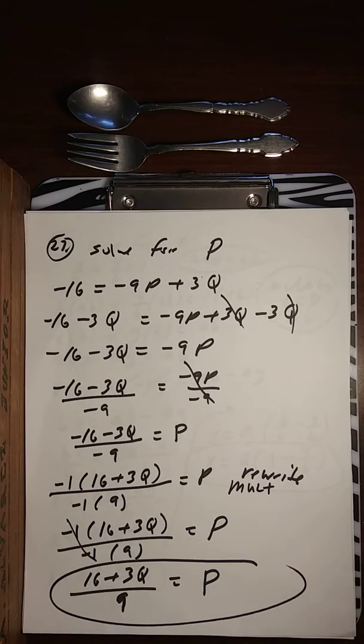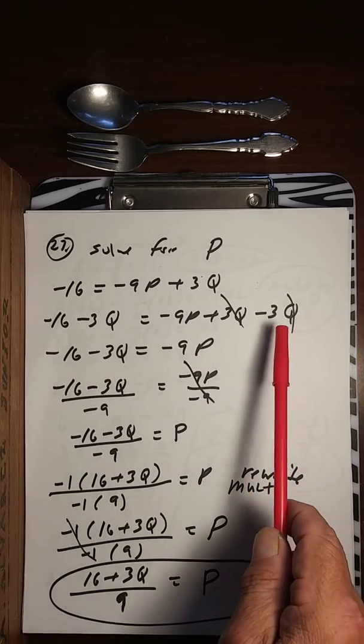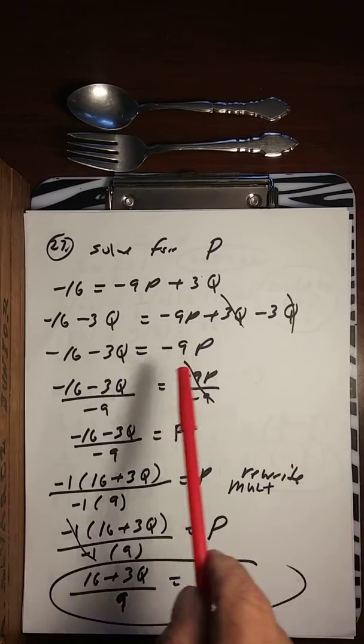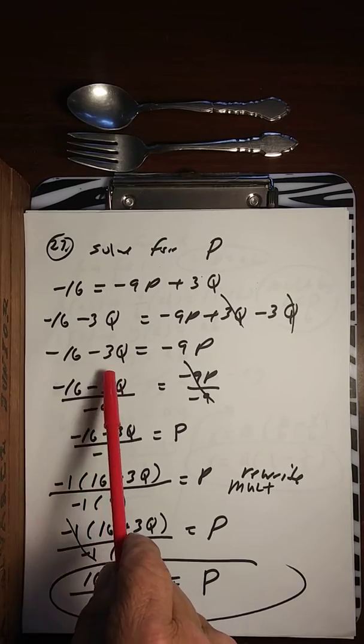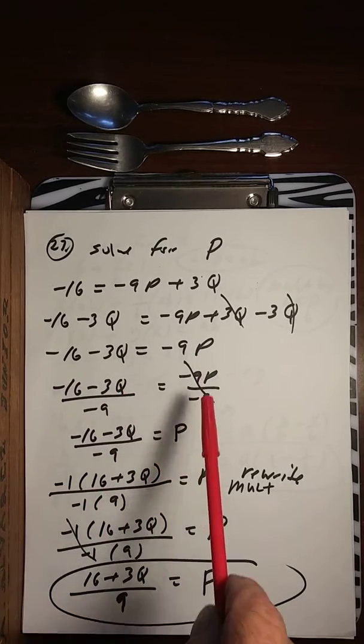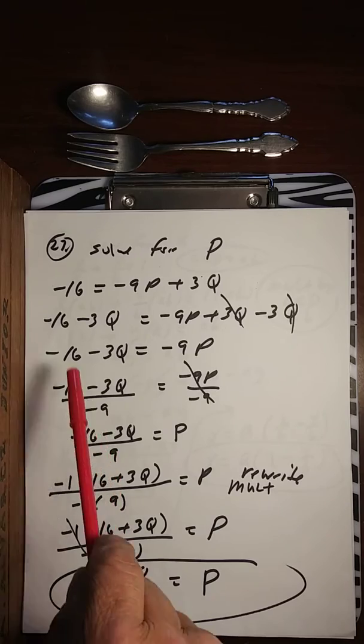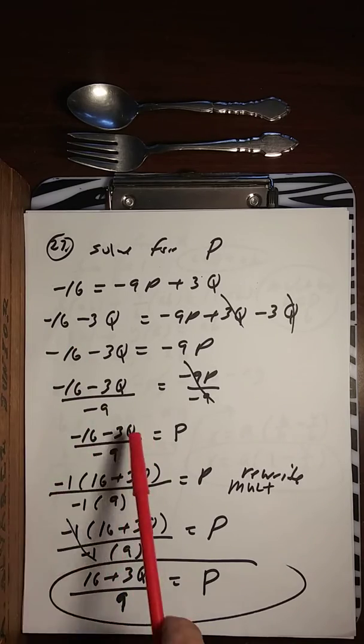All right, solve for the letter P in the literal equation again. So what we're going to do is go minus 3q, minus 3q. These are gone. So negative 16 minus 3q equals negative 9p. Now divide by negative 9. So we have this expression left over.